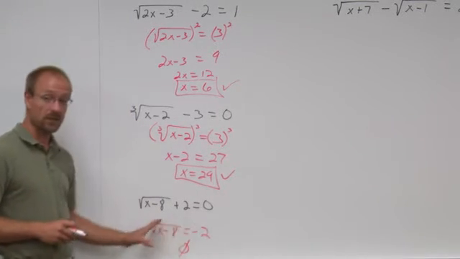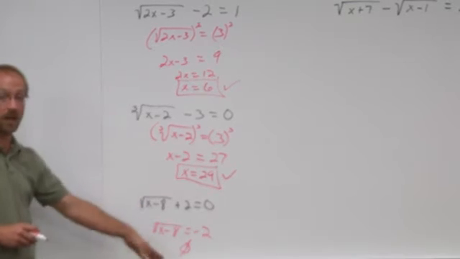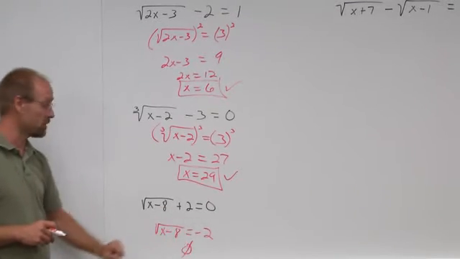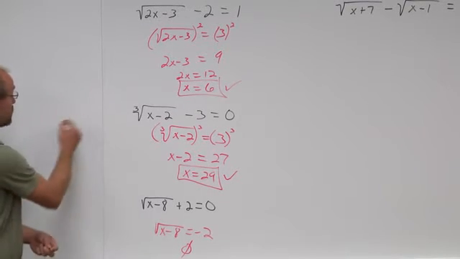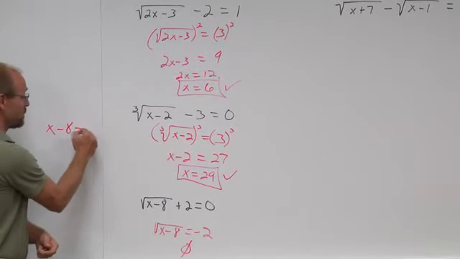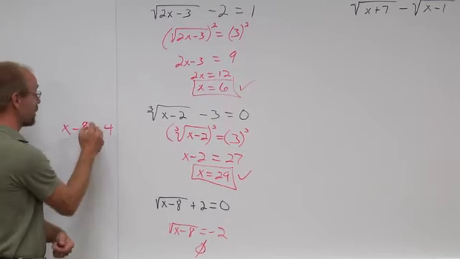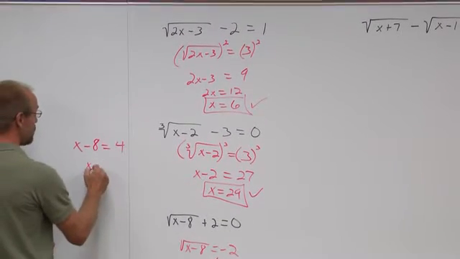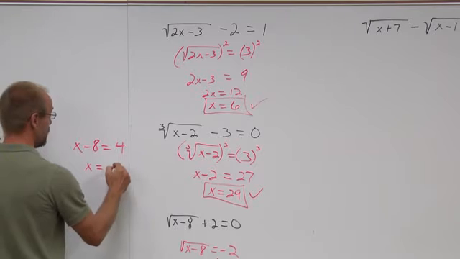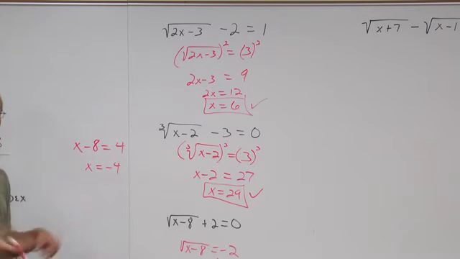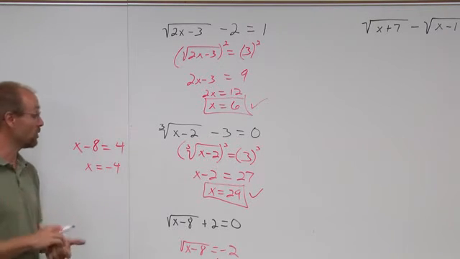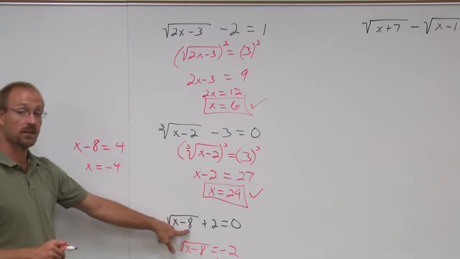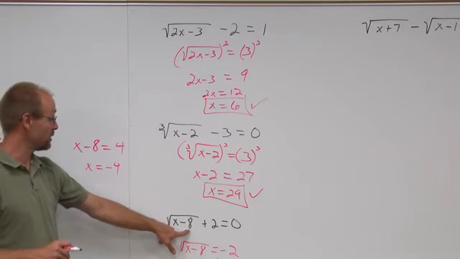Now, if we tried to continue on, and this is why it's so important, if we didn't recognize this and jump to no solution, if I squared both sides, I'll just do it right here, I'd get x minus 8 equals a positive 4, because negative 2 squared is a positive 4. And then I could subtract 8 from both sides, and I'd get negative 4. Oh, x is negative 4. That's my answer. No, if we check that, negative 4 minus 8 is negative 12.